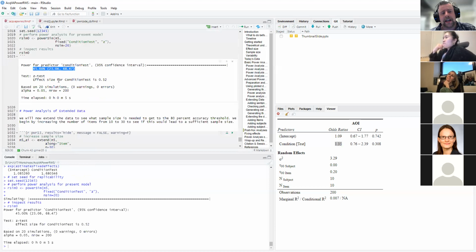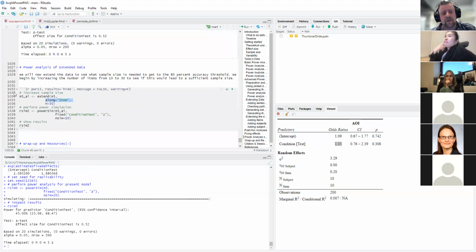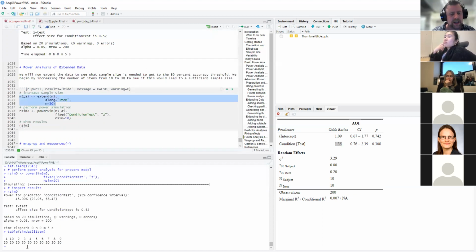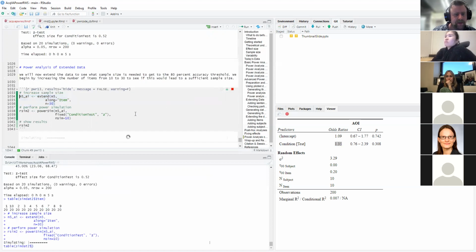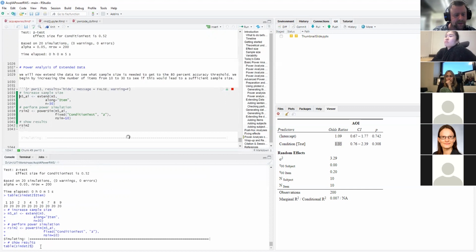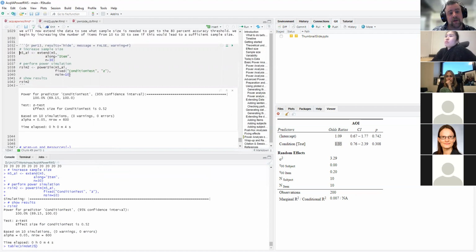Right? Okay, again, what we can do now is we extend the data. And here we extend the data along items. So in the simulated data, we can check that we had 10 items, right? And now we want to increase this to 30, like we did before. We extend this. And then we can also check how many subjects we had. Or we can just do this first and then run it and see what happens. And that would actually tell us, cool. If we actually have 30 participants, we would be super likely to find the effect of condition if it were small.